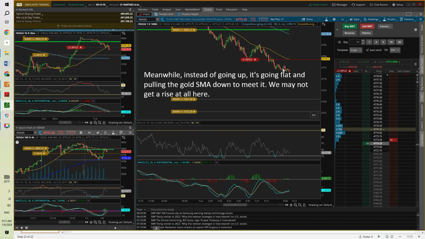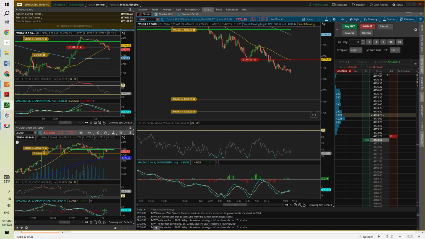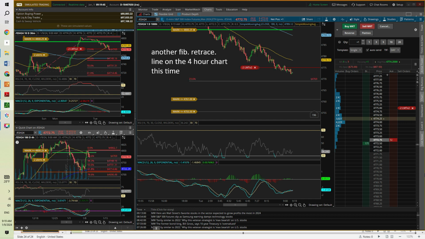Okay, instead of going up, like I was thinking, it was going kind of flat and pulling that gold SMA down. So being in a long is probably not really going to work out for me very well. So I moved it down, hoping to get reversed, just a small profit there. I went ahead and drew in the Fibonacci retracement lines here on the longer term chart, just to see what that would look like.